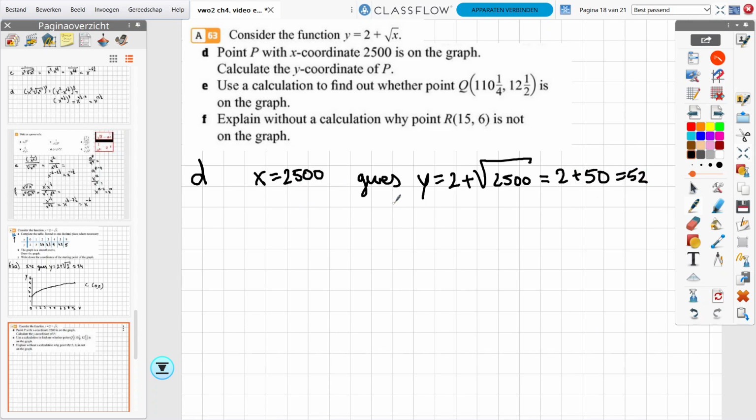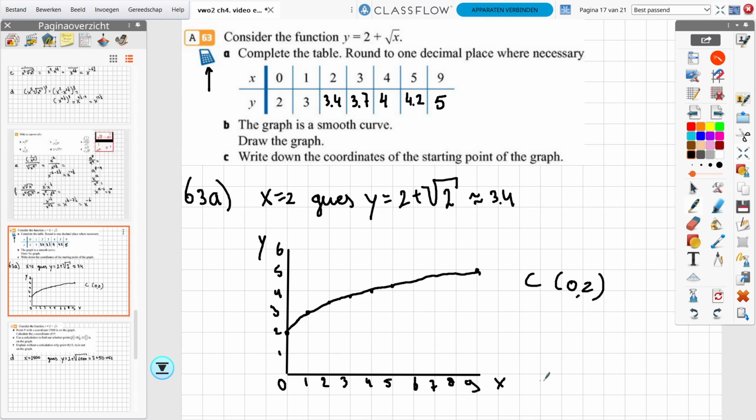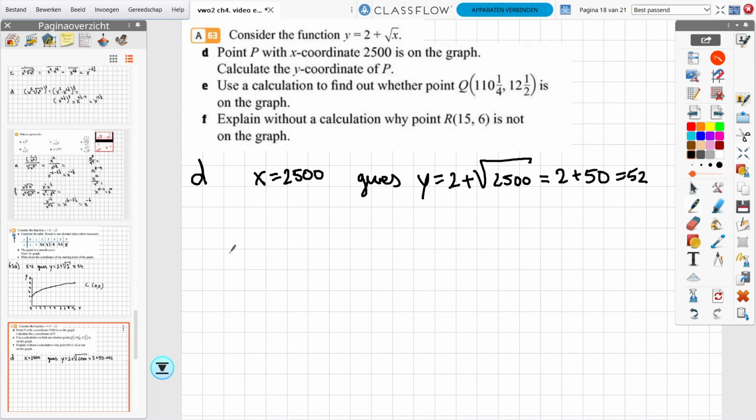So if x is 2500, y is 52, and you see how slowly this increases, right? If x is 2500, then y has only increased from here to 52. So this thing really is not going to grow quickly. So the y coordinate of P is 52.